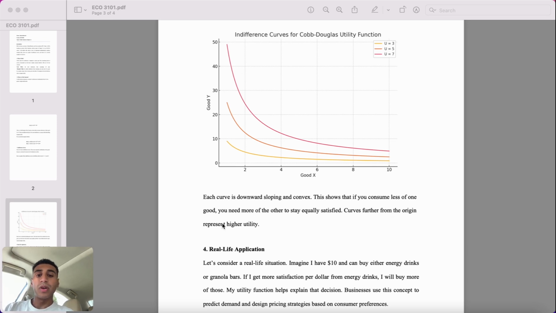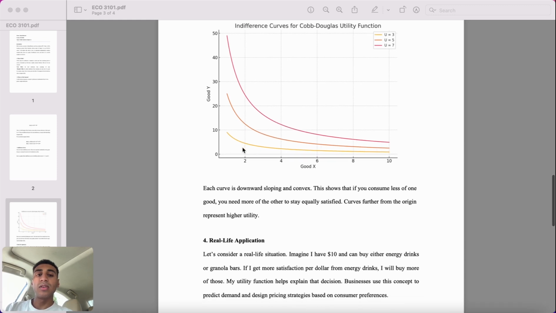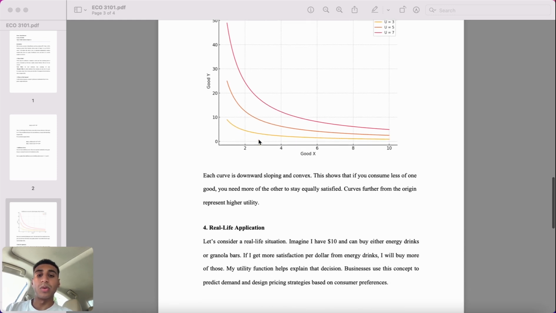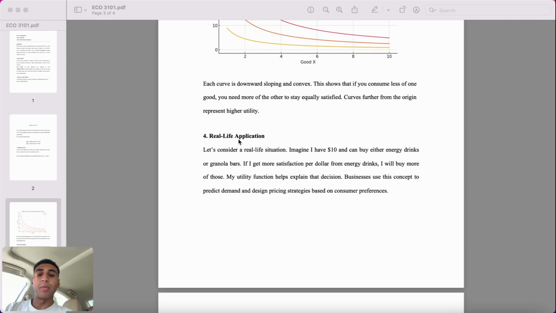Curves further from the origin represent higher utility. So here's the origin, 0x and 0y. The furthest curve is u equals 7, so it has the highest utility, where the orange one has the second highest utility, and the lowest utility is the yellow line, which is u equal to 3, because it's nearest to the origin.